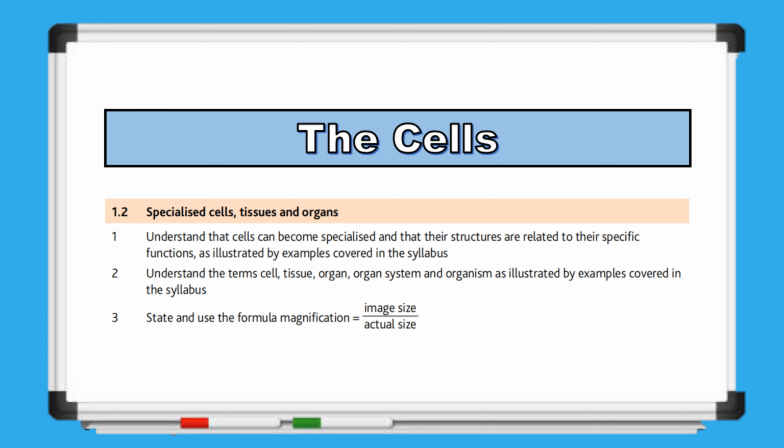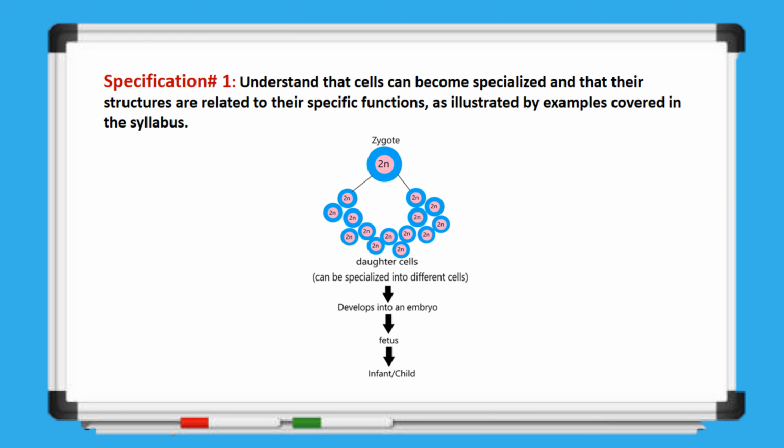In the previous lessons, we covered Unit 1.1 in detail. Now, it's time to explore Unit 1.2, which focuses on specialized cells, tissues, and organs, and we'll dive into these specifications shortly. Let's now focus on the first specification, which states: understand that cells can become specialized and that their structures are related to their specific functions, as illustrated by examples covered in the syllabus.